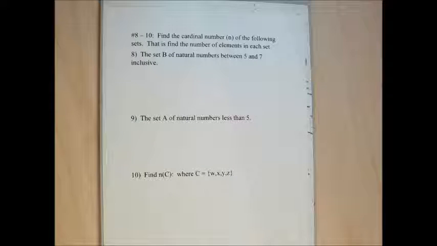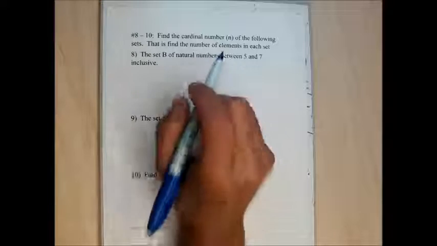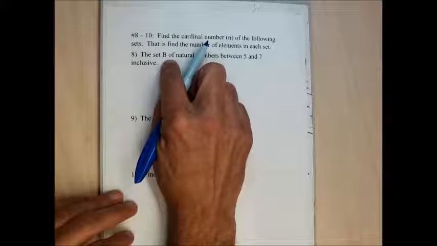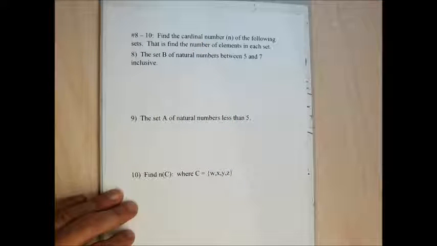Problems 8, 9, and 10 want me to find the cardinal number of a set, and the cardinal number is just the number of elements in a set. So in order to answer questions 8, 9, and 10, I need to know the elements of the set. First, for problem 8, I'm going to find the elements of the set, and then my answer isn't going to be the set that I constructed. It's going to be the number of elements in that set.